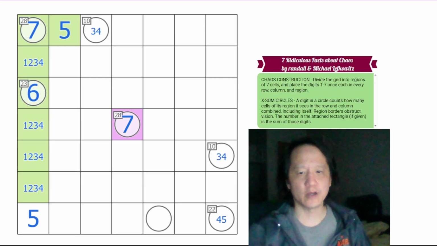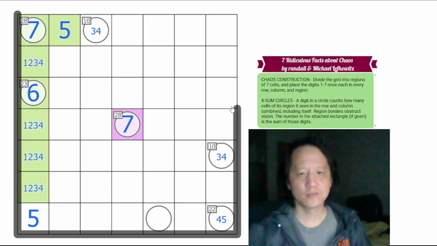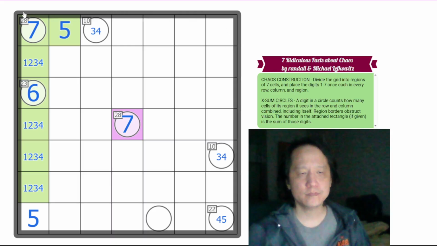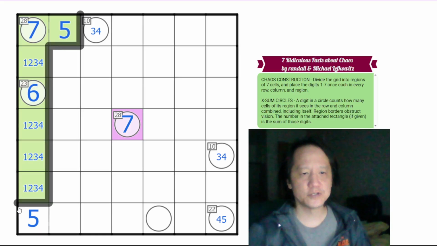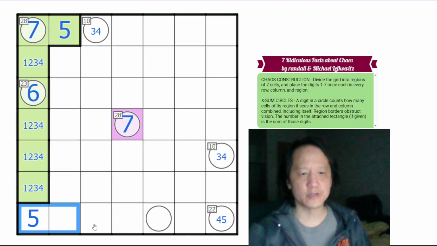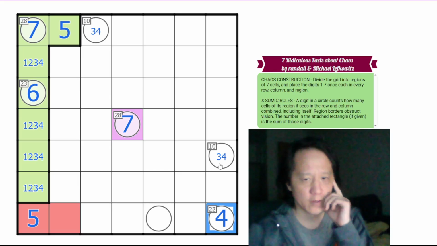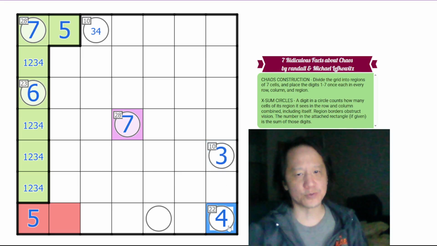So now let's do box borders. So that means this, oops, edge only. So this is a boundary. We're going to make this red. This 5 eliminates 5 here, so this is 4. That makes this not 4, so it's 3.